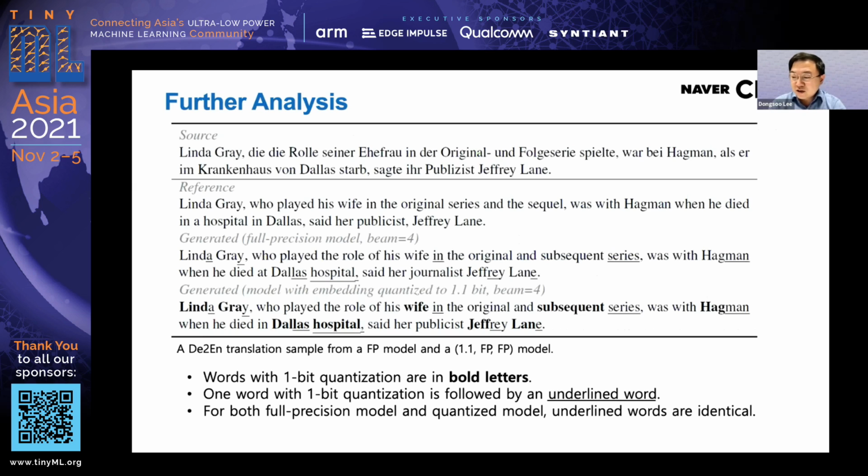So this slide describes a specific example of translation to show the quality after quantization, and we can see that even 1-bit quantization for tokens in embedding can successfully maintain the overall translation quality. So that's in for my presentation, and thank you very much for your attention.